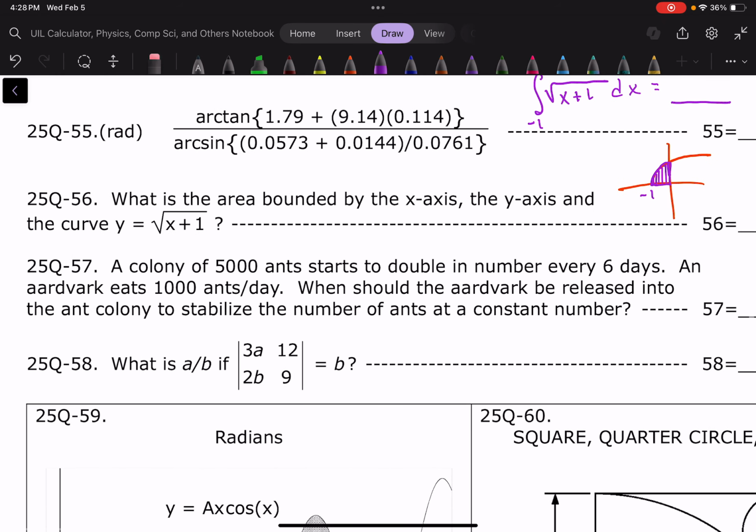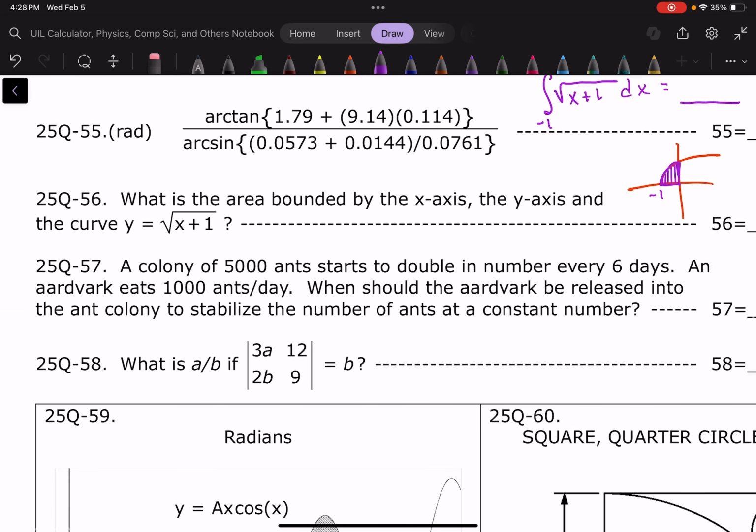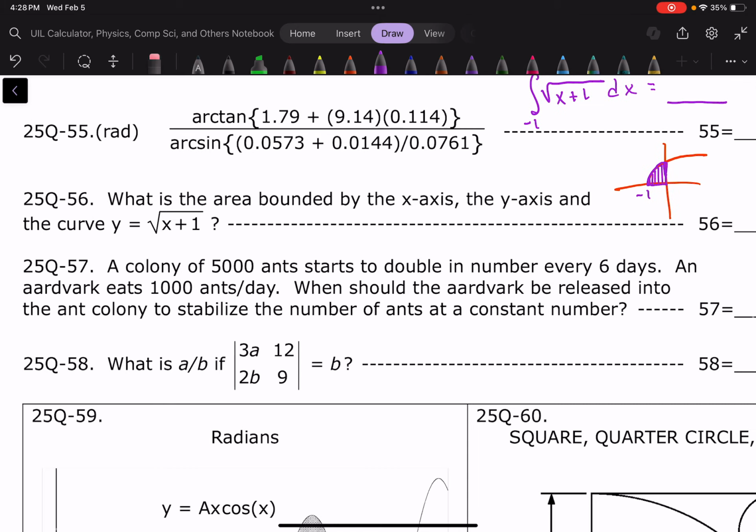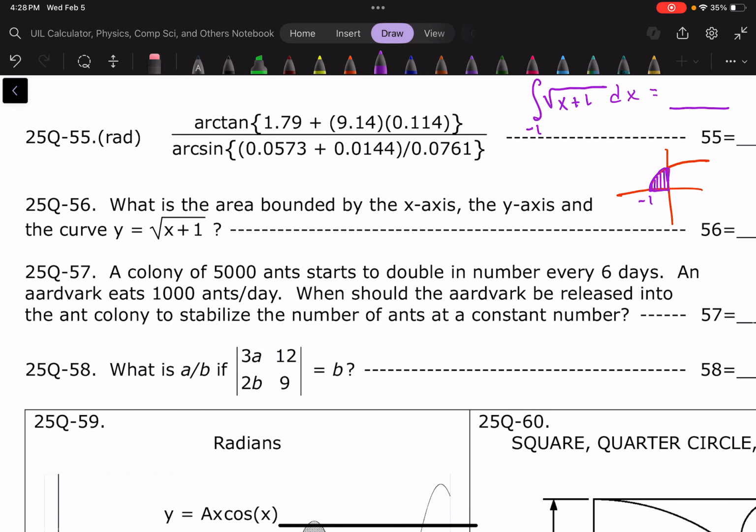All right, next one, number 57. A colony of 5,000 ants starts to double in number every 6 days. An aardvark eats 1,000 ants per day. When should the aardvark be released into the colony to stabilize the number of ants at a constant number? So here we happen to have a doubling problem.